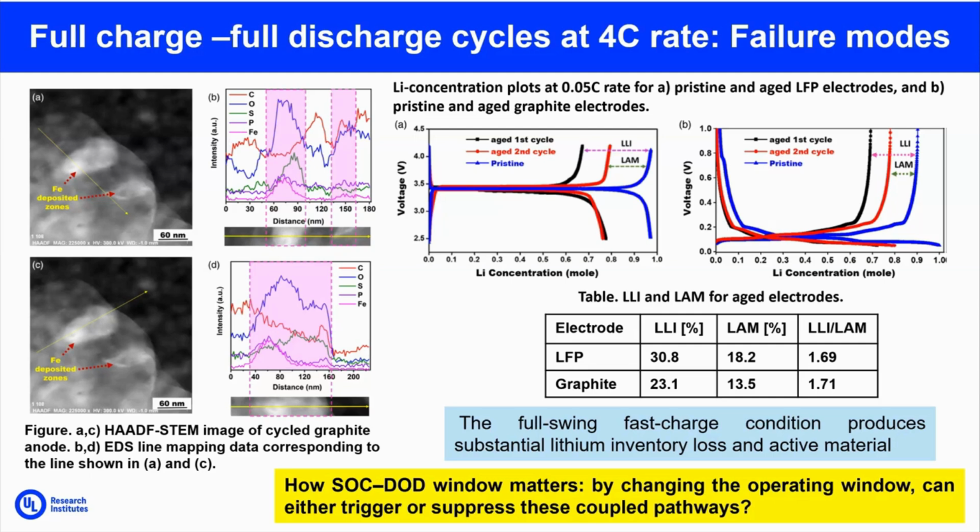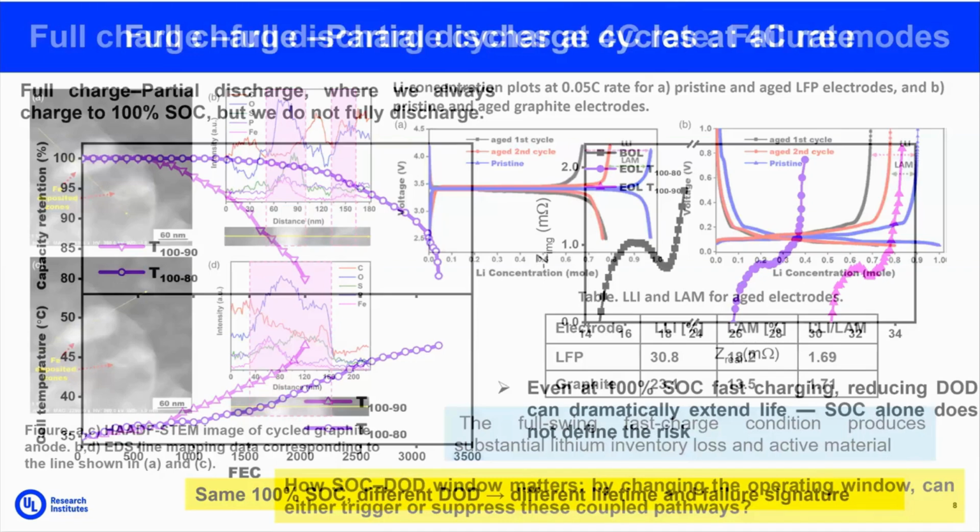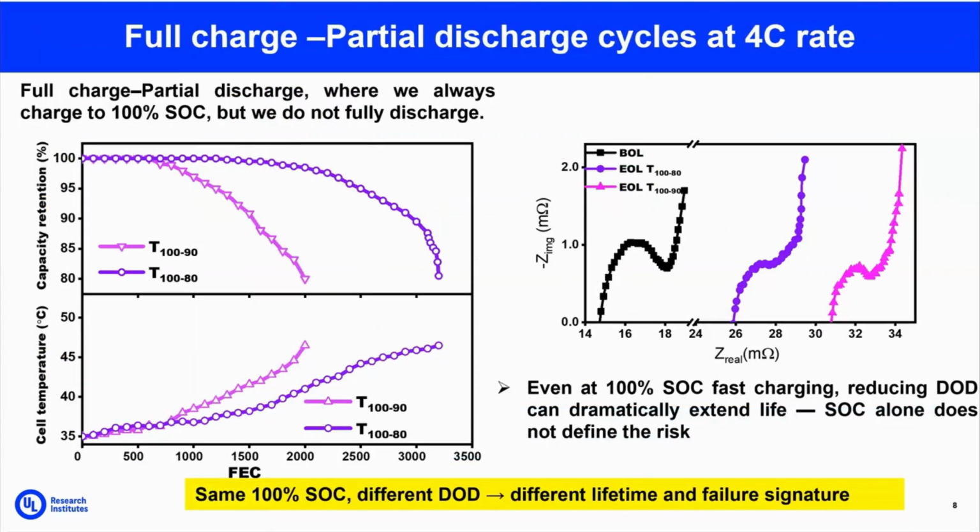Now we thought, okay, this is a full charge and full discharge condition. If we reduce the depth of discharge, even running the same current rates or C rate, will the impact be the same, or will the cycle life improve, or will other aging mechanisms happen? For that, we carried out the full charge and partial discharge test conditions.